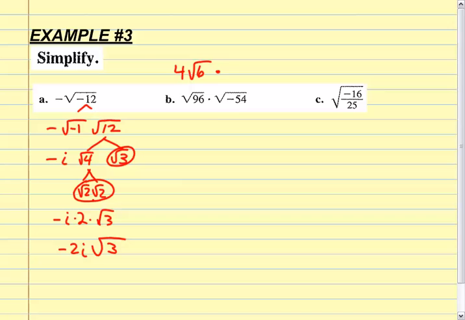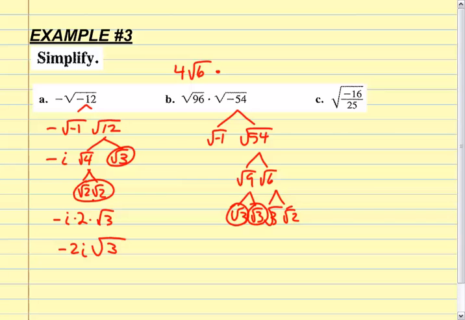let me get rid of all this so I'll have room to work with the negative 54. Root negative 1 times root 54. Root 54 is, let's see, root 9 times root 6. That's root 3 times root 3. And that's root 3 times root 2. Okay, so this pair of 3's gives me 3. And this turns back into root 6. But look, this is i. So it's 3. Here, let me move the 3 over some. 3i root 6 times 3i root 6.